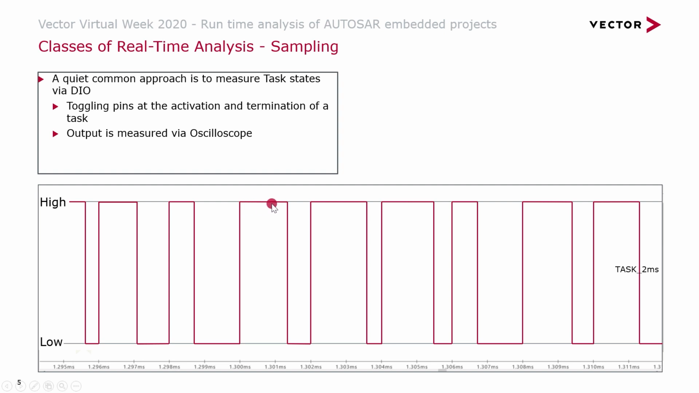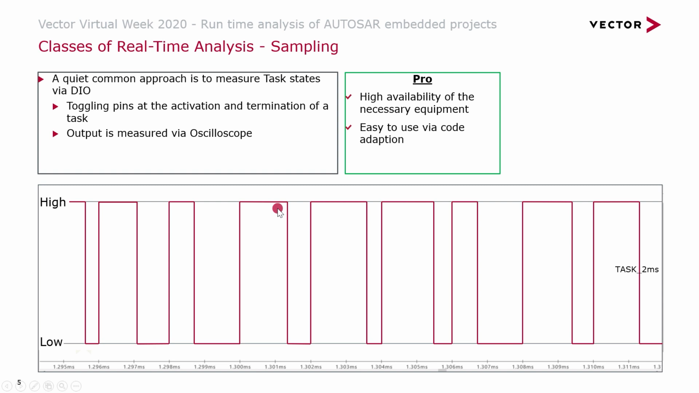So always when we have a high signal, the task is between activation and termination. The pro of this procedure is that the equipment is usually available. You just need a scope meter. And apart from this, you have to set instrumentations in the code to toggle the pin. And then you get this analysis result. In most cases, it's actually used to measure the idle task to see that you have 100% CPU load, as we saw at the beginning.